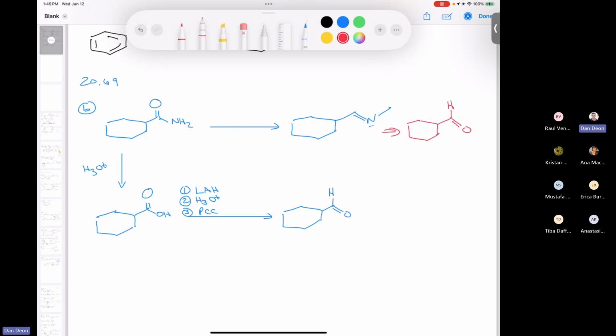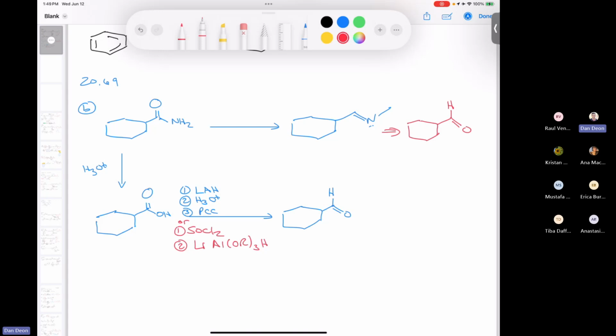However, there is another way. You could also treat it with thionyl chloride to make the acid chloride. And then you could reduce that using lithium tri-tert-butoxy aluminum hydride, like that. Either one is totally fine.